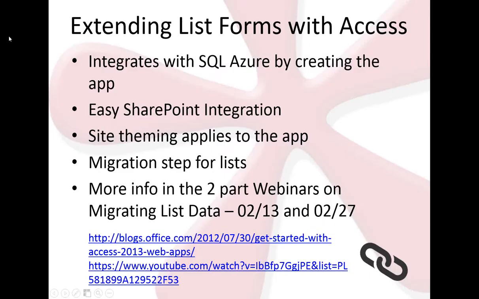And another option that we visited earlier in our After InfoPath series was list forms with Access. And the nice thing about list forms with Access is it integrates well with SQL Azure by building tables and lists from the app. So essentially with your Access list forms, you start in Access by building those lists, and you can easily export them to SharePoint and build your web parts.